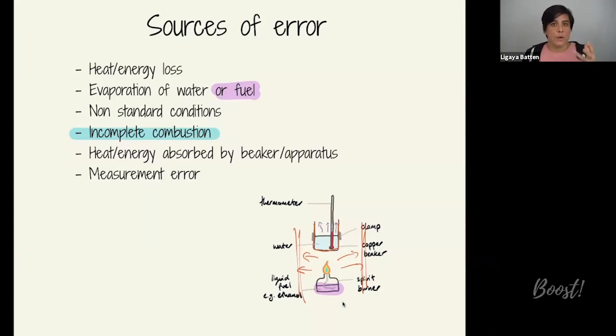We mentioned the heat being absorbed by the beaker, and we talked about measurement error before in terms of things like what measuring cylinder you're using to measure the water, how precise your thermometer might be, how precise the mass balance you're using to calculate the mass of your fuel might be. At least with measurement error, you can usually calculate the percentage error in order to actually determine what that error might be. Whereas with something like heat loss, it's a bit harder to work out how much that would have affected your experiment.